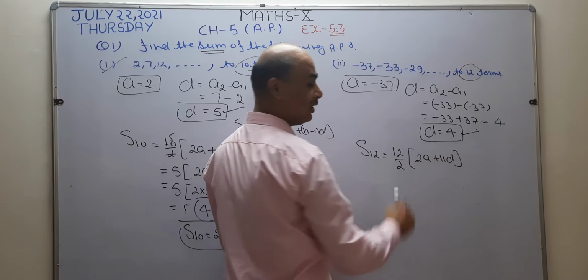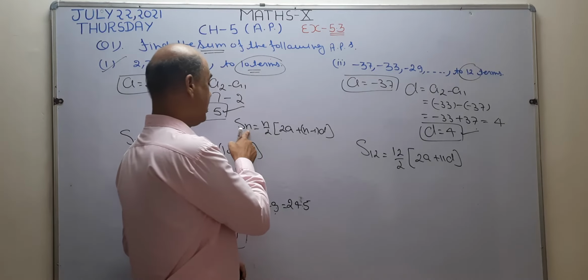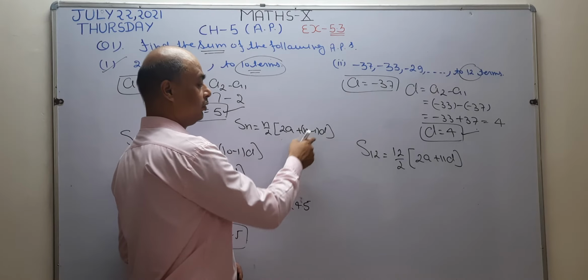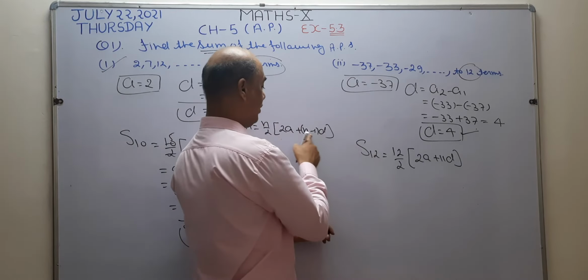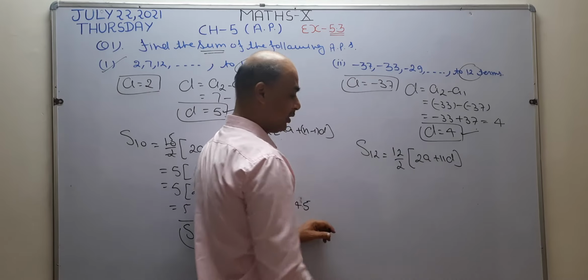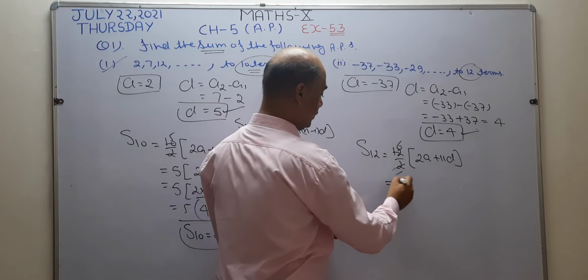12 minus 1 means 11d, like this. n is given, so n minus 1, but in this case n becomes 12. So 12 minus 1 becomes 11d. Clear? Now 2 ones are 2, 2 sixes are 12, 6 is there.